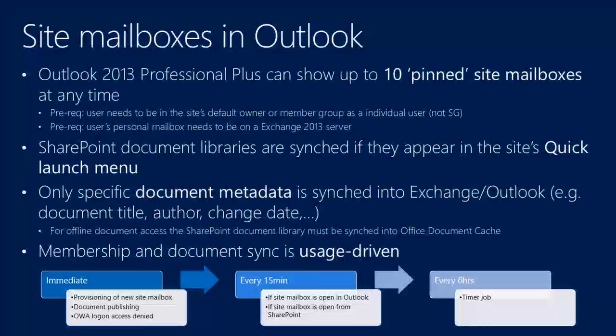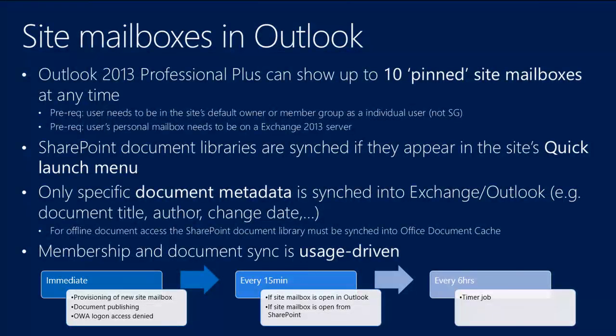So if a library has broken inheritance, the user doesn't have permission in that library, it won't show up with a quick launch. Oh. Will that be reflected in Outlook as well? I see. Good question. Let me rephrase the question and tell me if I got it right. The question was, if I have a SharePoint site that has a certain list of owners and members, but I've broken inheritance for those permissions on the document library level, who will see it in Outlook?